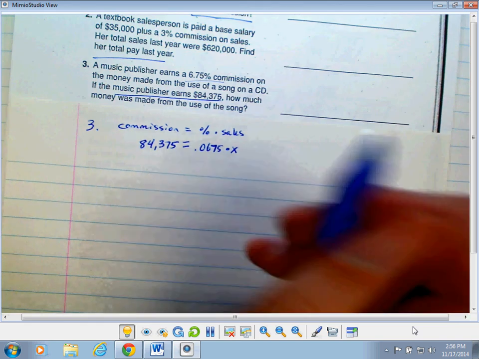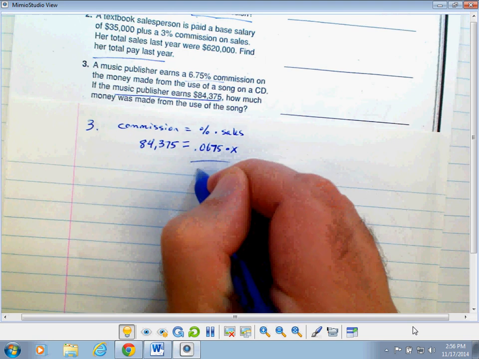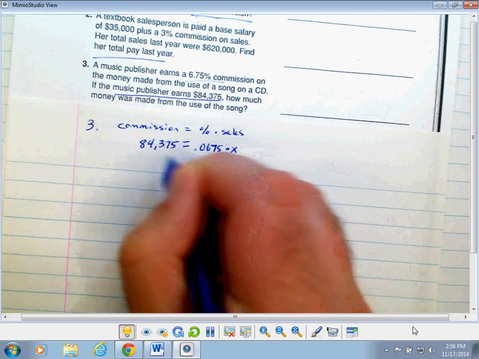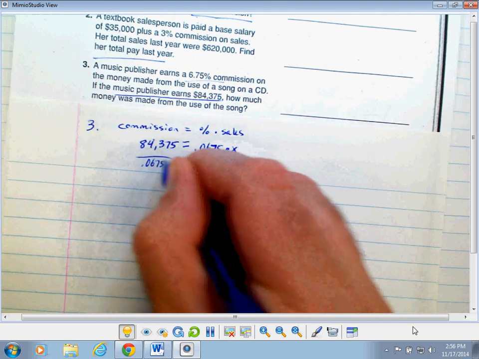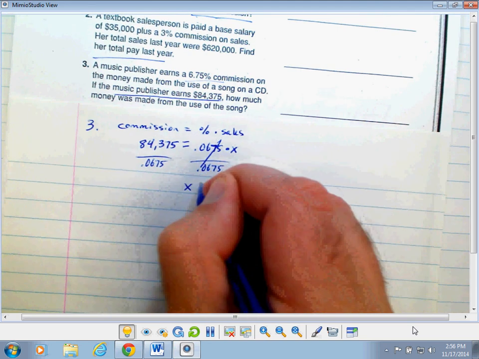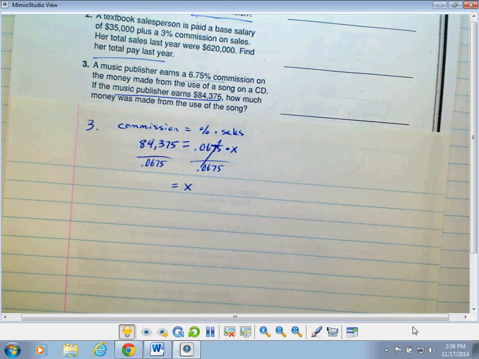So I actually want to solve for the sales this time, so I'm going to divide by 0.0675 on both sides, and I'll get the sales. And it comes out to 1,250,000 in sales.